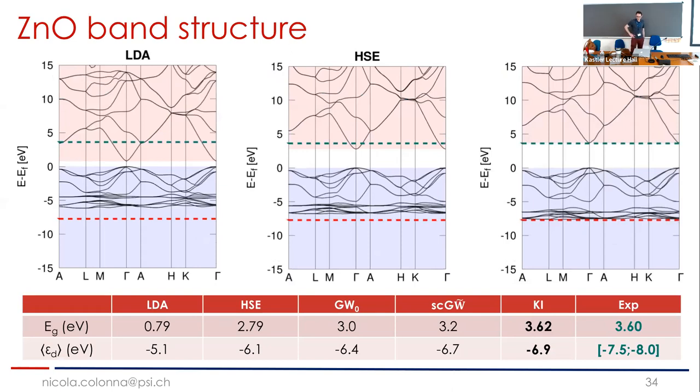And this is a more challenging test case, zinc oxide, which is well known to be challenging also for GW calculations. And again, here, the failure of LDA is even more remarkable, essentially because the D states down here from zinc are too high in energy, and this pushes up the oxygen P state, and this closes even more the band gap. Again, HSC does a quite good job, goes in the right direction, and KI is even better and almost in perfect agreement with experiment.